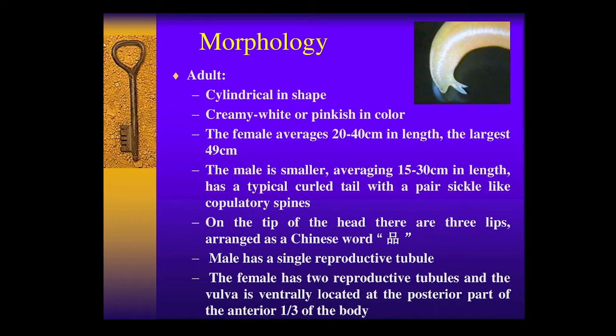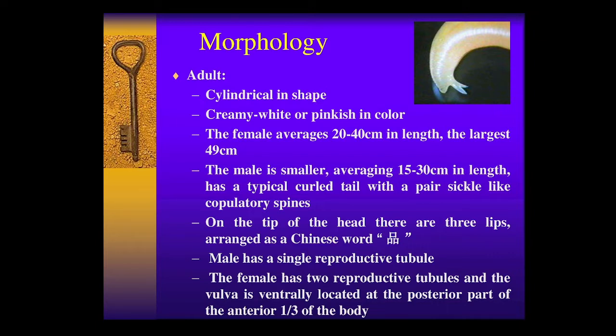Coming to the morphology, the adult worm is cylindrical in shape, creamy white or pinkish in color, which means that a freshly passed adult worm in stool will be pink in color and looks like an earthworm. The female worm's size averages 20 to 40 centimeters in length and the largest is 49 centimeters. The male worm is smaller, about 15 to 30 centimeters in length.